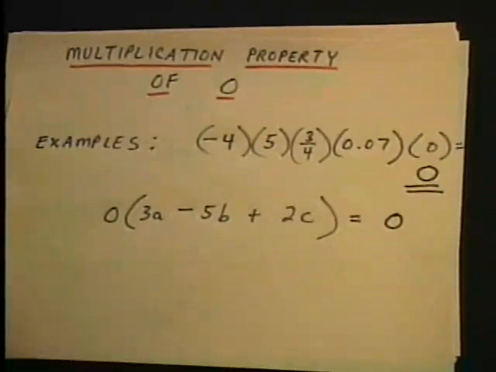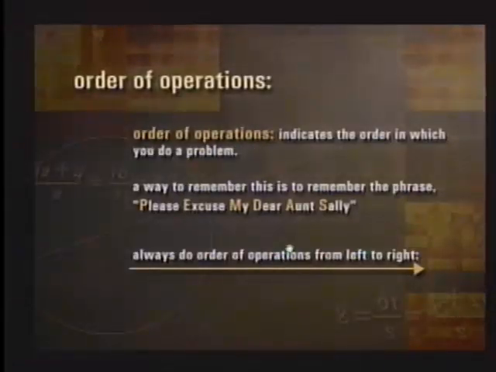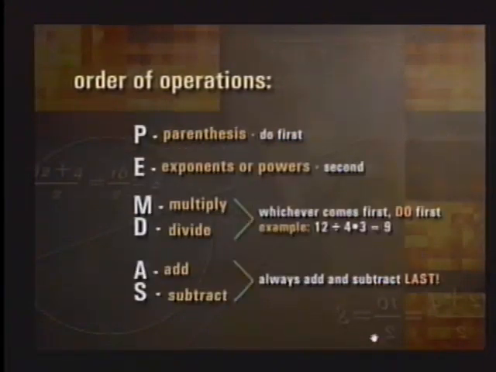All right, in the next graphic, we're going to discuss order of operations. And this is going to further test our signs. Order of operations indicates the order in which you do a problem. And a way to remember this phrase is, please excuse my dear Aunt Sally. Always do order of operations from left to right. And in the next graphic, please excuse my dear Aunt Sally means what's in parentheses do first. E means exponent or powers always do second.